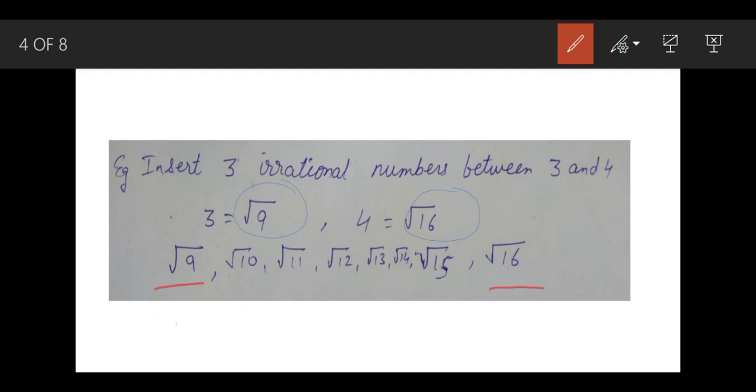So we can take root 10, root 11, root 12, root 13, root 14, root 15, any 3. These all are irrational numbers between 3 and 4, or we can say root 9 and root 16. So we can write any of these 3 numbers. But in any other case, it may be possible we get a perfect square in the root, so we will leave that, because that will be a rational number.